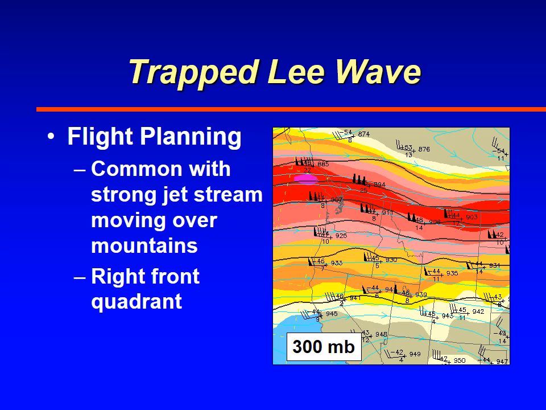Also, another thing that you can look at is the jet stream. If you have a very strong jet stream moving over the mountains, remember jet streams are typically up at about 30,000 feet. It means that you have strong shear with typically weaker winds at lower altitudes. So a strong jet stream moving over the mountains usually is an indication of trapped Lee waves.